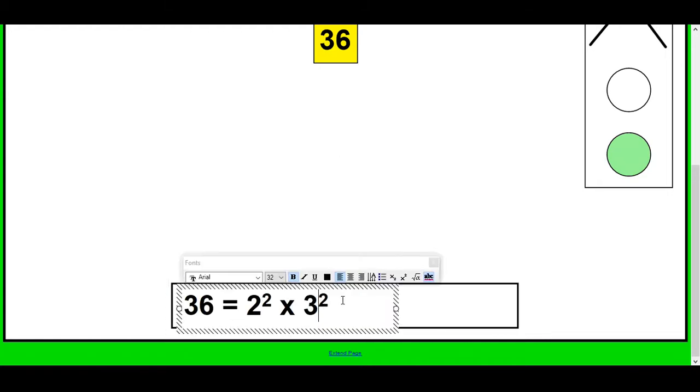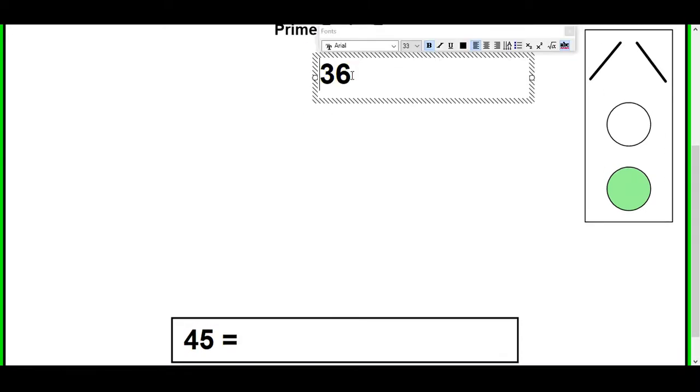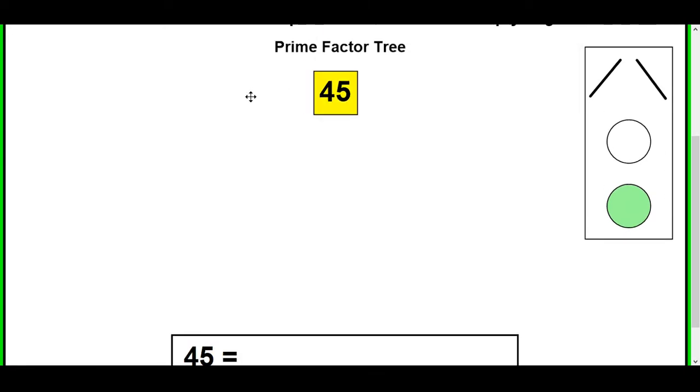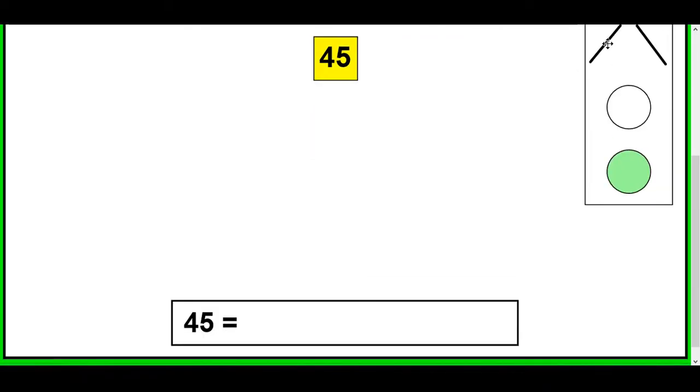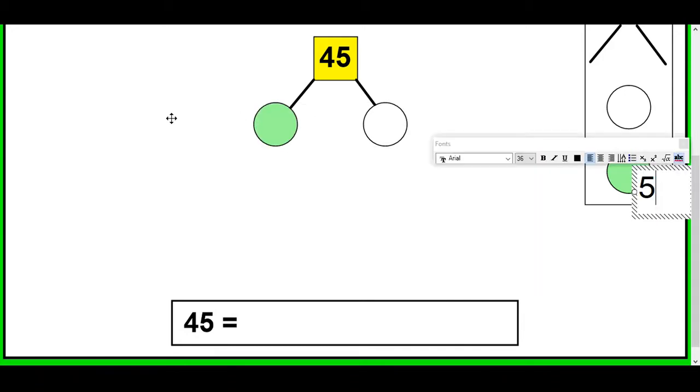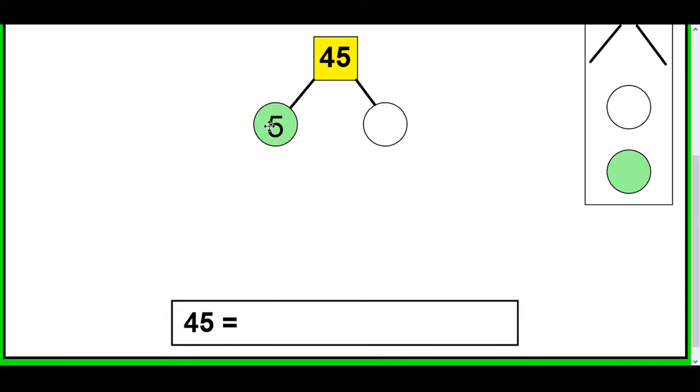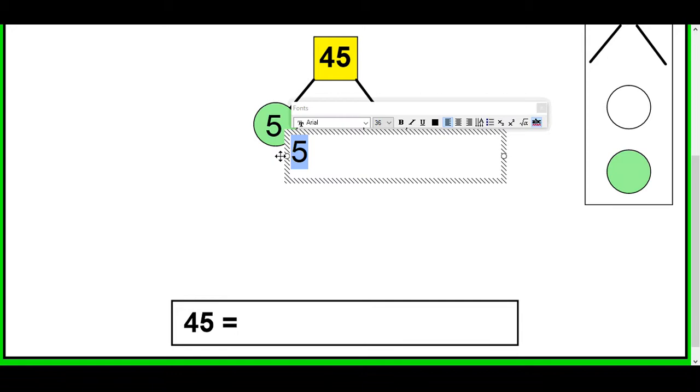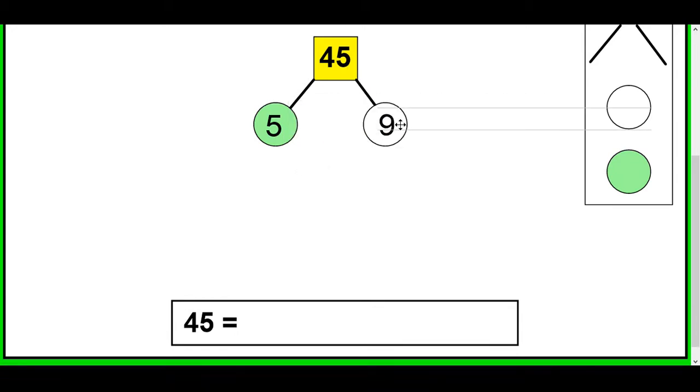I'll get rid of this. Let's pick, I don't know, 45. Okay, so I'll change this to 45, and I'll try and break it up into prime numbers or prime factors. Right, so 45, the first thing I'm thinking is we could go for 5 and 9. Now 5 is a prime number, so we'll have that in the green there. So we'll go for 5. Now 9 is not a prime number. Now what that means is I can't go any further with the 5. 5 is a prime number, that's where you stop. But 9 is not a prime number, I can continue with the 9. So I'll go down with the 9, and I'm thinking 3 times 3.